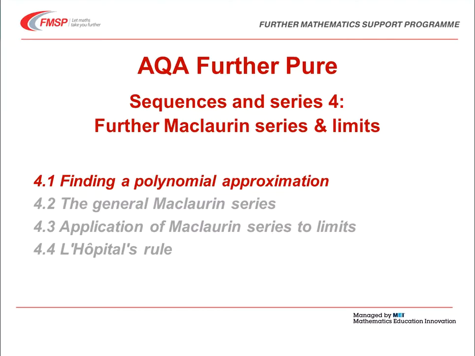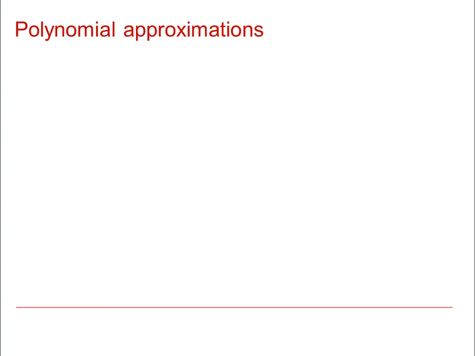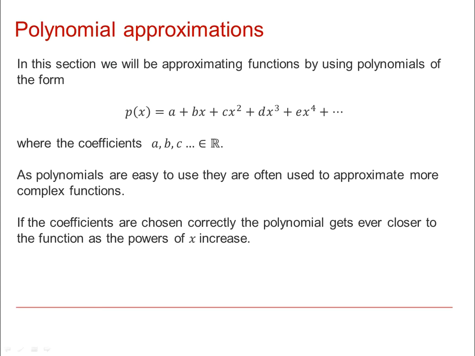This is a video for AQA Further Pure Mathematics, Sequences and Series section 4.1, which looks at finding a polynomial approximation. Well, we've seen in previous videos how polynomial approximations, i.e. functions of the form a plus bx plus cx squared, etc., can be used to approximate functions. What we want to do in this section is to see how we can evaluate the coefficients a, b, c to make the approximations get better and better as we increase the order of the polynomial.